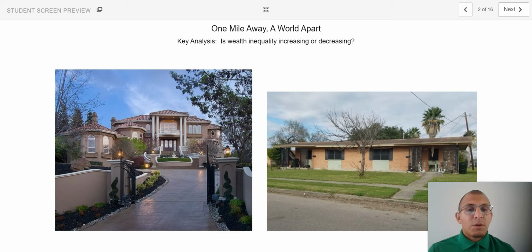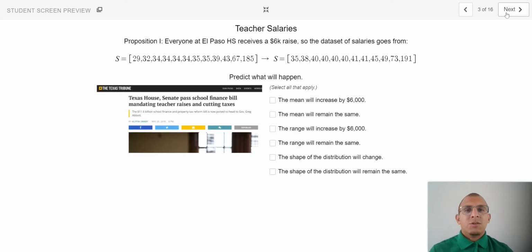These two homes are located approximately 1 mile apart in a community in Texas, but as you can see, they are vastly different in their grandeur, in their aesthetic, and most likely, and obviously I'm offering my 2 cents here, in price. So we're going to utilize some data in this lesson that's going to allow us to more accurately answer whether or not wealth inequality is increasing or decreasing.